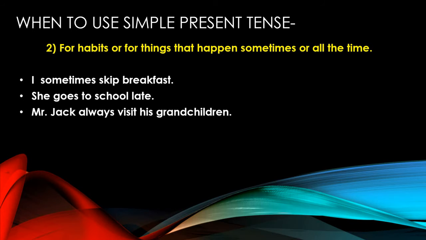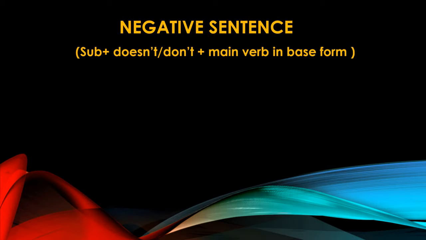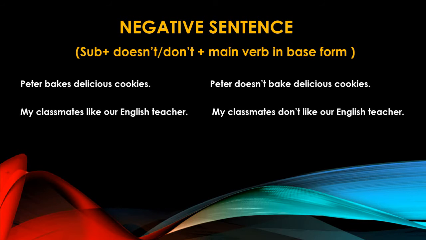Now, if we make these simple present tenses into negative sentences, what we need to do? We need to write this in this structure. So look at this structure. Subject plus doesn't or don't plus main verb in base form. Let's see some examples. Peter bakes delicious cookies. If we make it negative, Peter doesn't bake delicious cookies. My classmates like our English teacher. If we make it negative, my classmates don't like our English teacher.